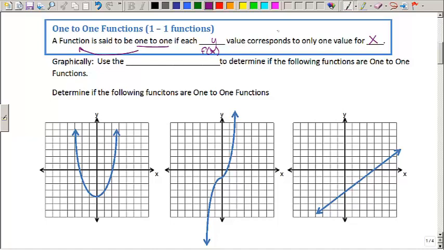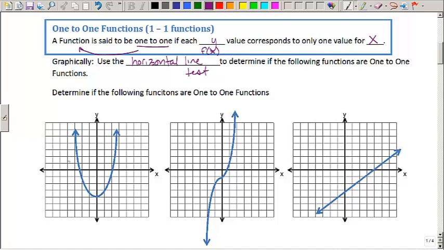Well, this is very, very similar to the last definition we just talked about. The last definition for a function: every x can only correspond to one y. In a one-to-one function, not only do we have to be a function, so every x has to correspond to only one y, but if it's one-to-one, every y has to have only one x. Graphically, we're going to use the horizontal line test to determine if the functions are one-to-one.